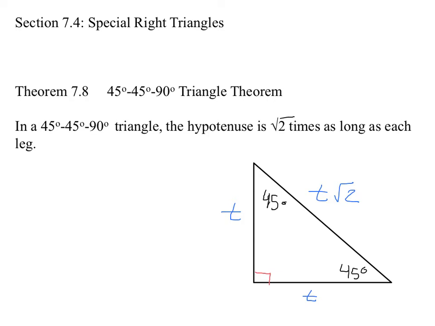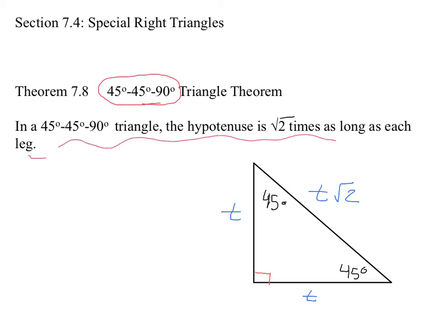Today we're going to learn about section 7.4, special right triangles. First we have a theorem, theorem 7.8. This is the 45, 45, 90 degree triangle theorem. It's special. It works for triangles that are only 45, 45, and 90, and that's it. In a 45, 45, 90 degree triangle, the hypotenuse is square root of 2 times as long as each leg. This little theorem is great.